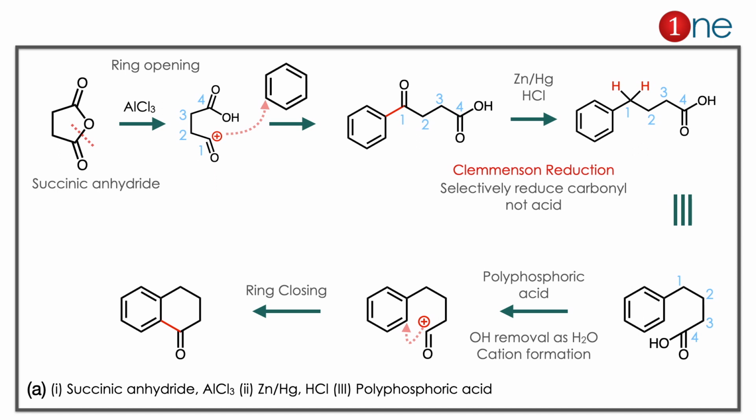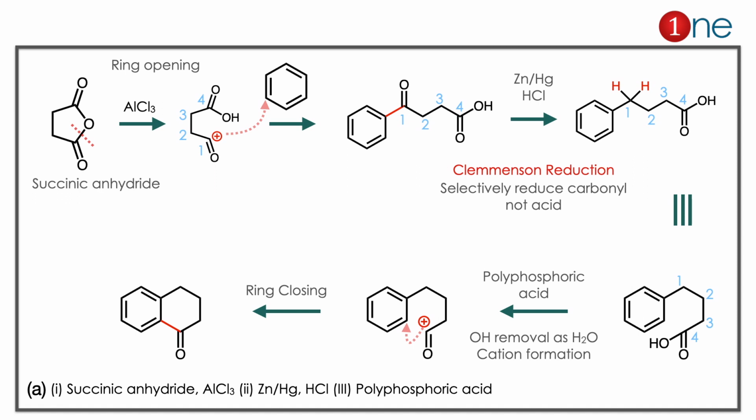So next step we are using polyphosphoric acid. Polyphosphoric acid is strong, it removes the OH. So you have the acyl cation again. So the ring can be closed, and you have the desired product. So the choice of reagents is A: succinic anhydride, zinc amalgam and HCl, and polyphosphoric acid.